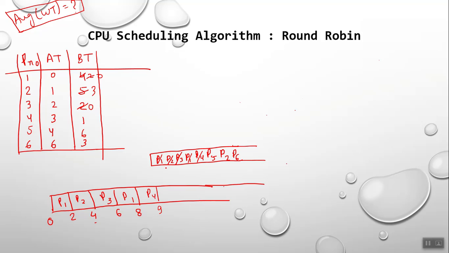Now the remaining processes are P5, P2 and P6. This time P5 will be scheduled for execution. P5 will execute 2 units of time, so it will be P5 from 9 to 11 here. And then again after P5, P5 will be scheduled here, and then you will see P2, so P2 will execute here for 2 units of time, and it is going to be 13 here.